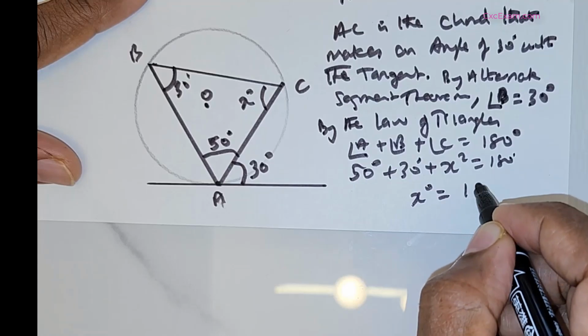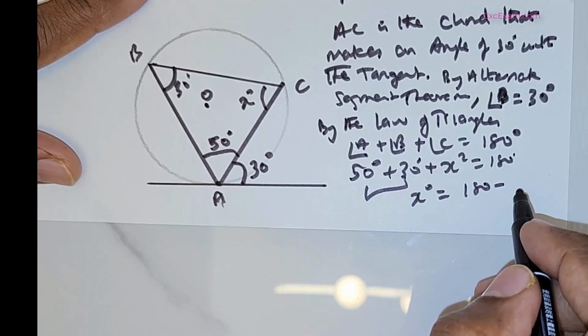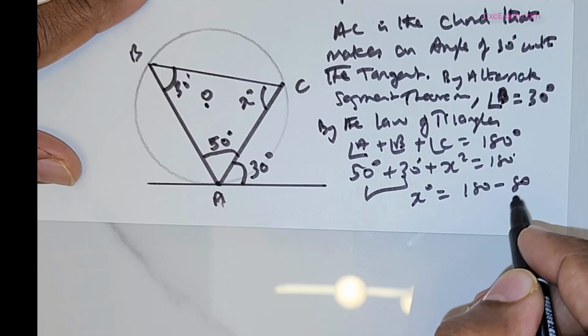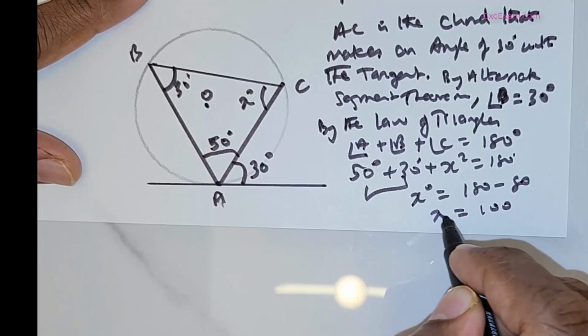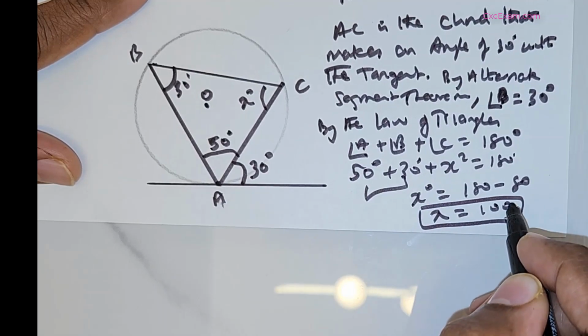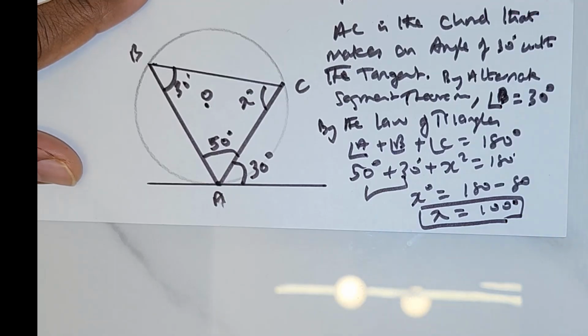So x degrees is equal to 180 minus 50 added with 30, 80. 180 minus 80 will give me 100. So x is equal to 100 degrees. So that's the solution for this third question.